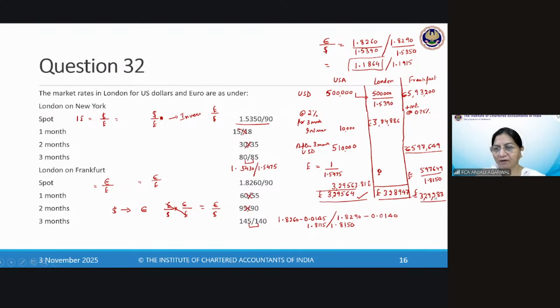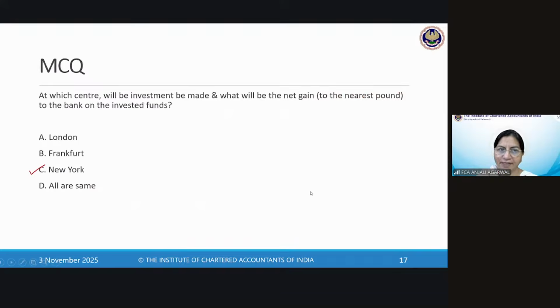So once you've made the investment and your final answers in pounds in all the three investments, then a comparison is facilitated and you can see that your highest return is when you're making the investment in New York. Okay? Right? Yes.